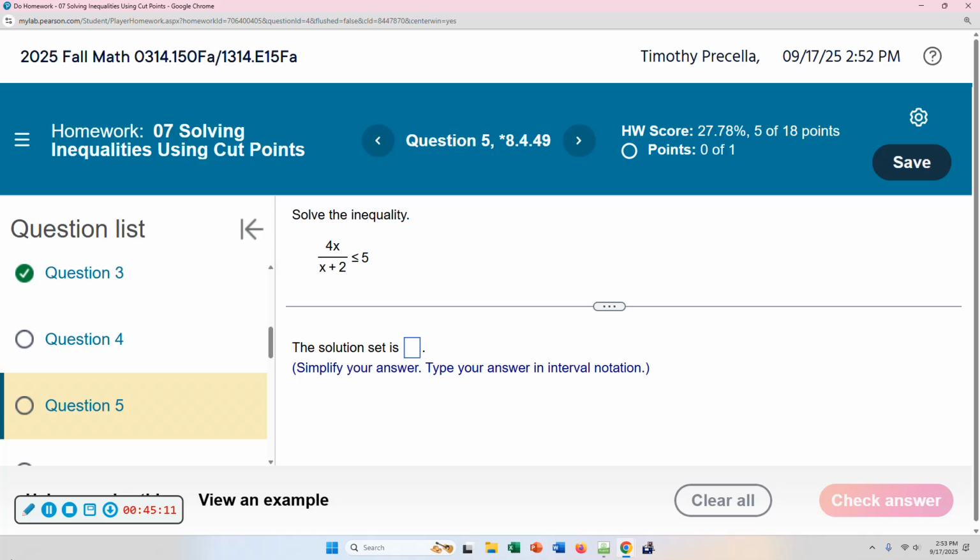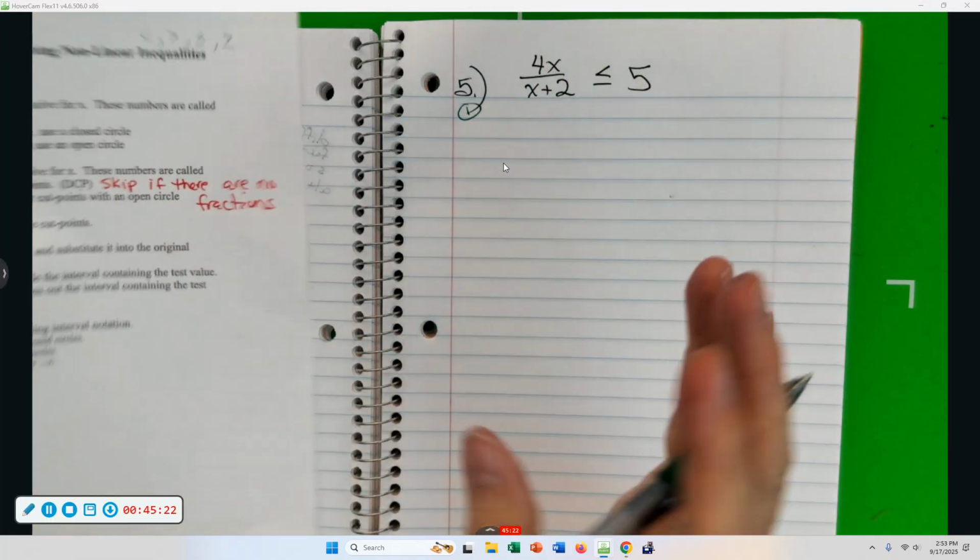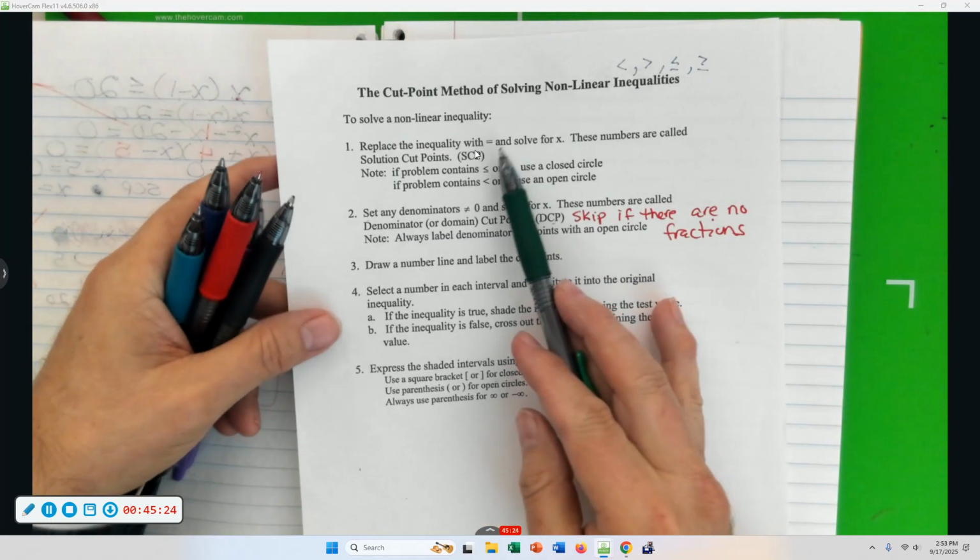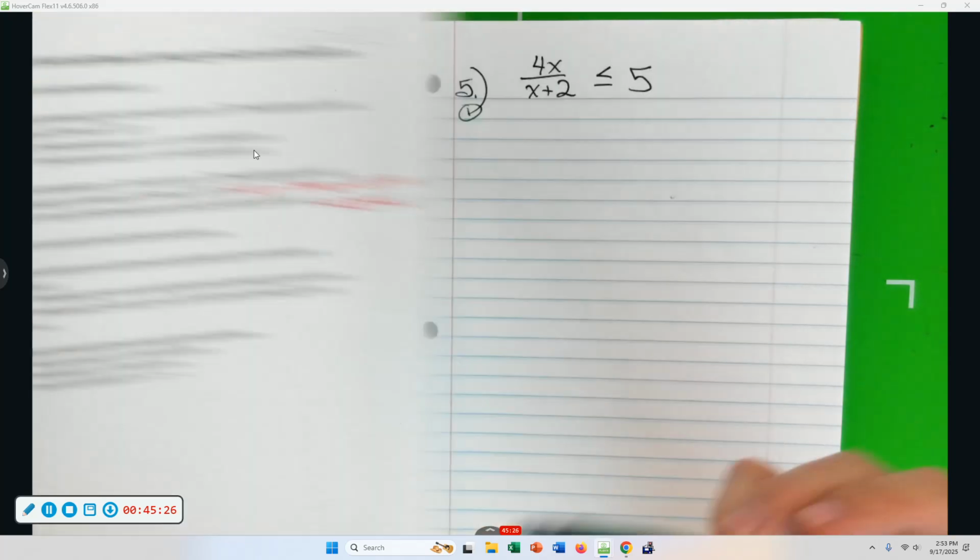That fraction, which means, are you going to get to skip step number 2 in our recipe? No, you're not. Okay, step number 1. We still start off the same way. Replace the inequality with an equal to and solve for x.